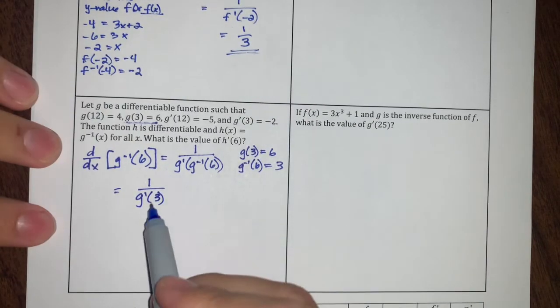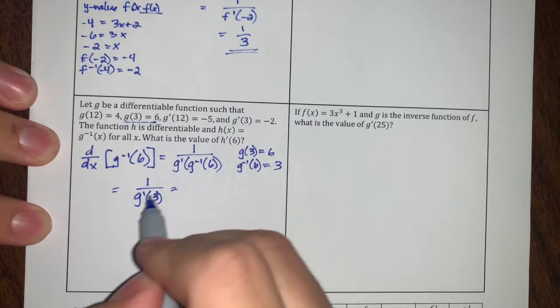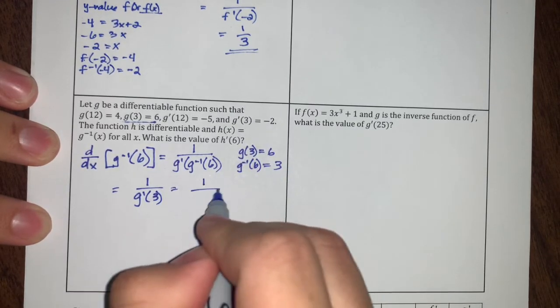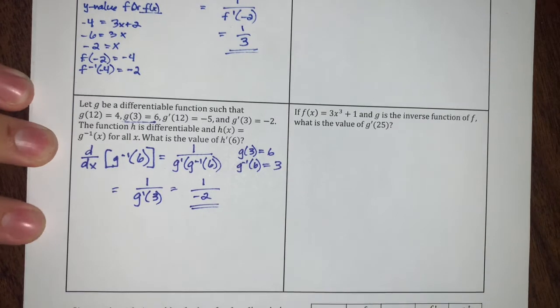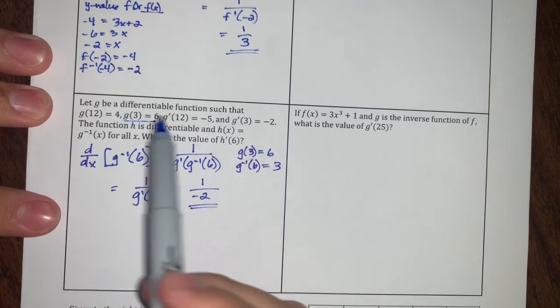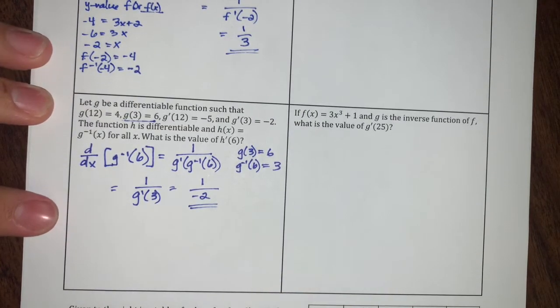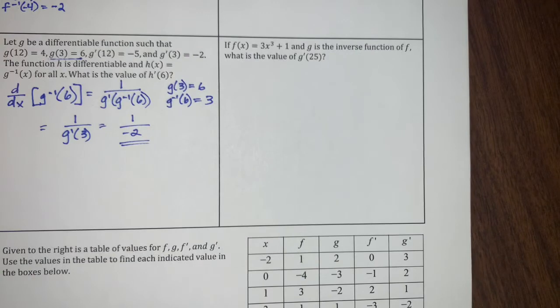Now I just have to grab the value that corresponds to this. So g prime of 3 we know is -2, and that's our final answer for that. All right, so that one was pretty straightforward. Again, they threw a bunch of other things in there just to throw you off and see if they can get you there, but it wasn't even necessary.